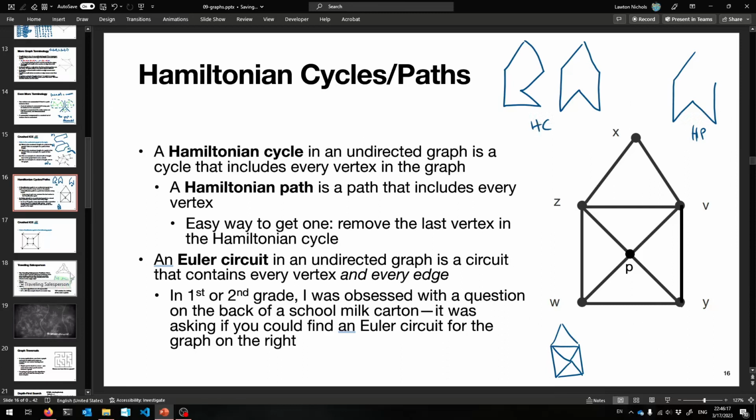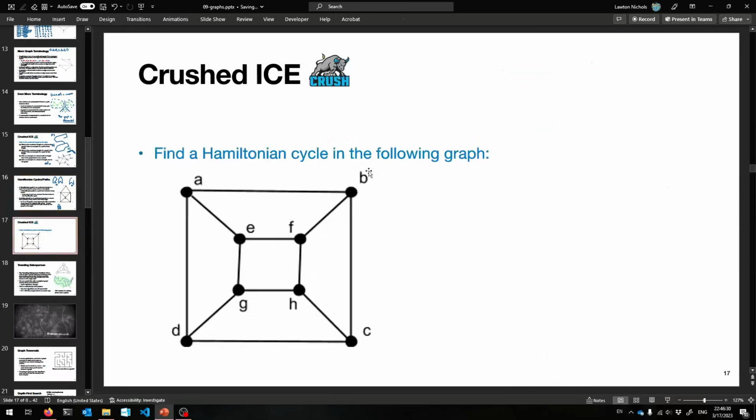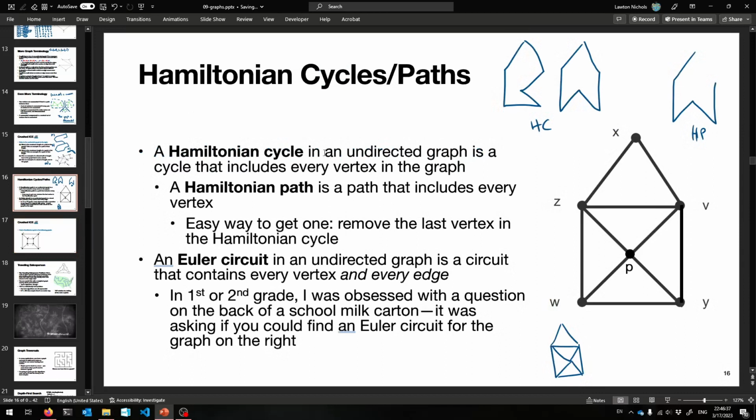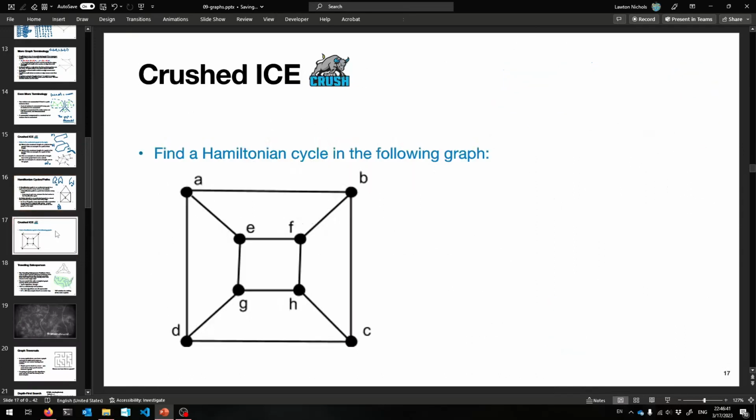Some graphs do not have Euler circuits, because there's definitely an even-oddness kind of thing going on there. You don't want to have too few or too many. So that's Euler circuits. And see if you can find a Hamiltonian cycle in this graph. Here's your example. And remember, the Hamiltonian cycle is just a cycle that includes every vertex. It doesn't have to include every edge, though.